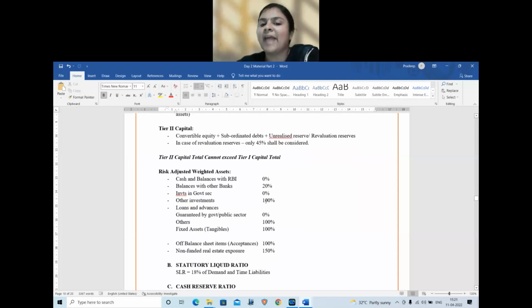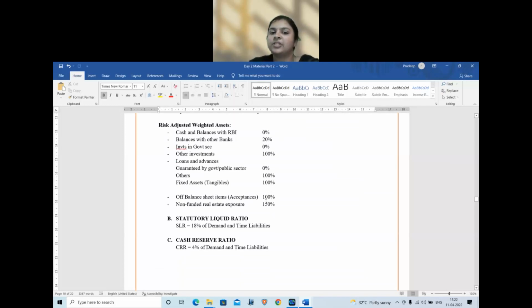Simple rule: cash and any government related assets all 0. RBI cash, government related assets 0. Other banks 20. Real estate 150. The rest all 100. Okay, you can just bifurcate like that and remember. So this is your formula for capital adequacy ratio.